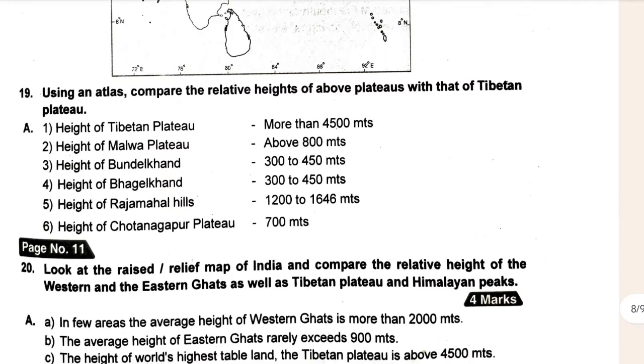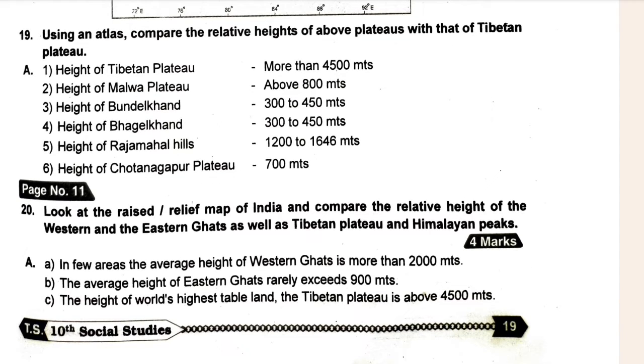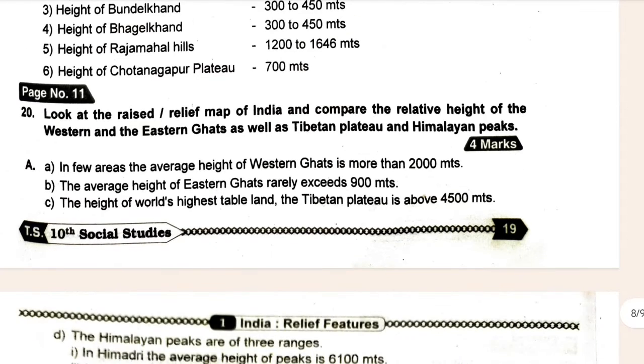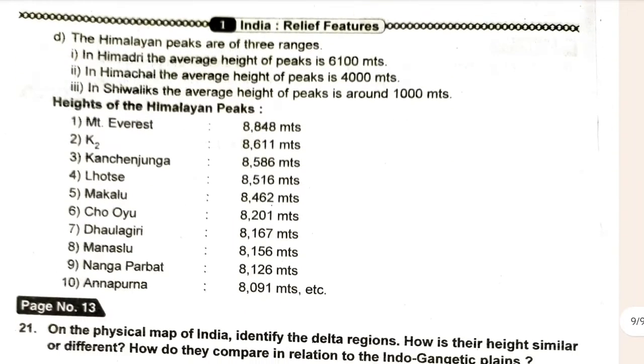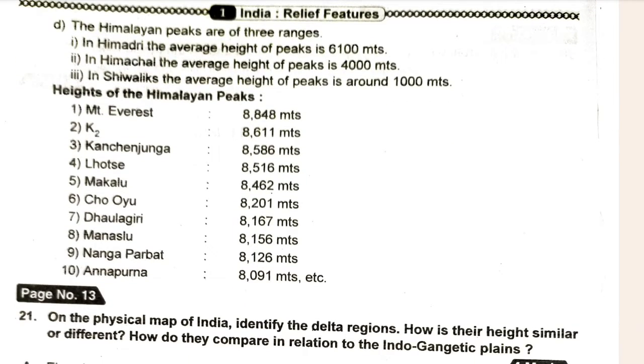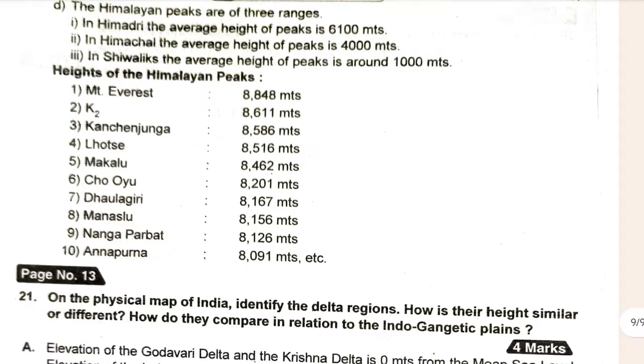Okay, so 19 is this. Using the atlas, compare the relative height of the above plateaus with that of the Tibetan plateau, right? And that's question 21. Look at the relief map of India and compare the relative highest peaks, the Western and Eastern Ghats, with the Tibet plateau and the Himalayan peaks, right? And then after that you can just look at this one, right? I hope you don't have any doubt regarding that one.